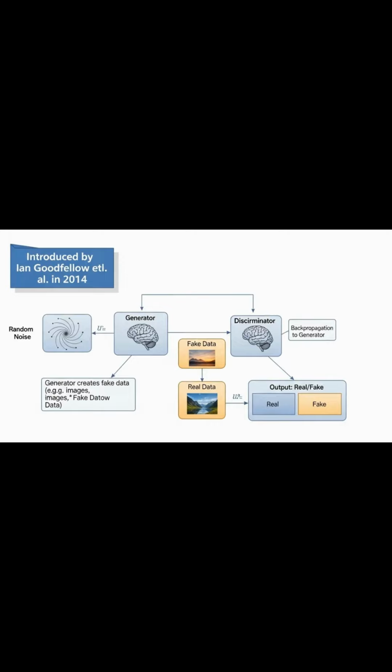GANs are unique because they employ a two-player game theory approach involving two neural networks, a generator and a discriminator, locked in a perpetual competition. The generator's task is to create new, realistic data, for instance, fake images, from random noise. Simultaneously, the discriminator's job is to distinguish between real data from the training set and the fake data produced by the generator. This adversarial process drives both networks to improve.